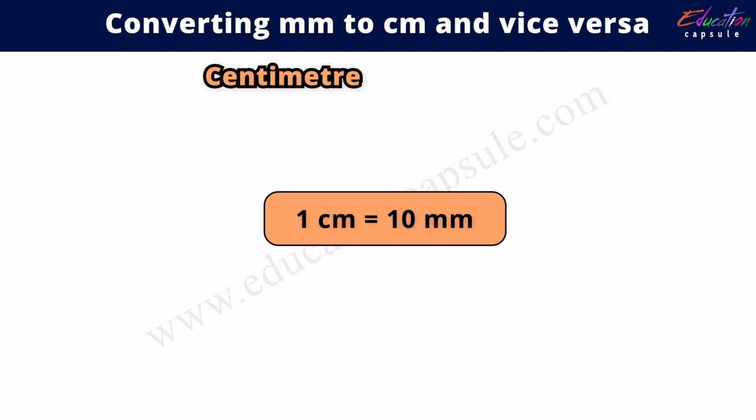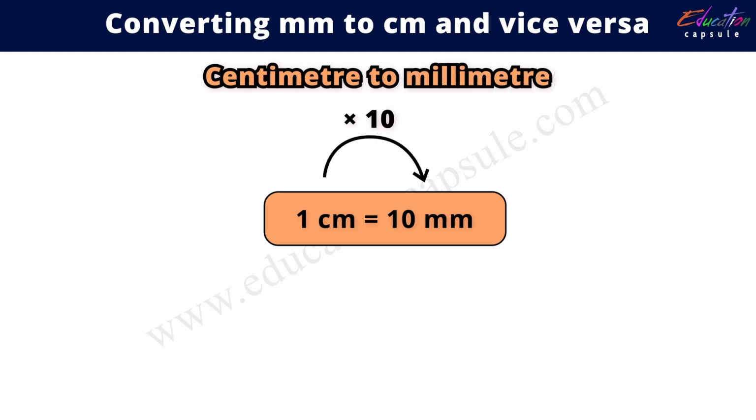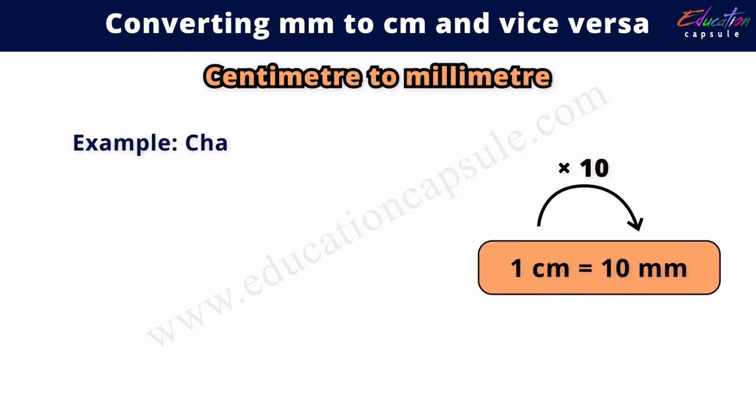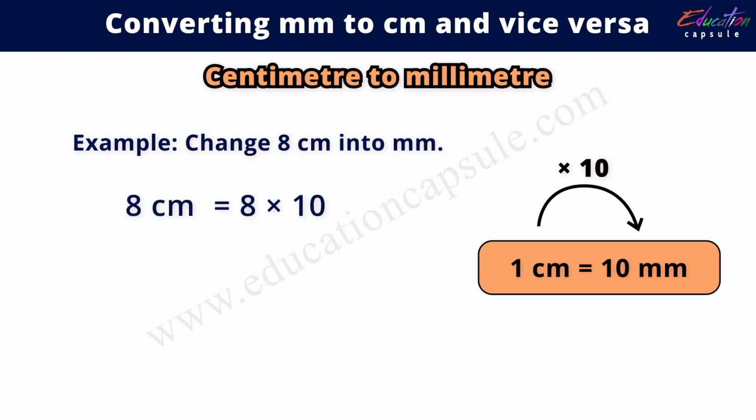Next is centimeters to millimeters. To convert centimeters to millimeters, we multiply by 10. For example, to change 8 centimeters into millimeters, we'll multiply 8 by 10. Therefore, 8 centimeters is equal to 8 times 10 millimeters, which is equal to 80 millimeters.